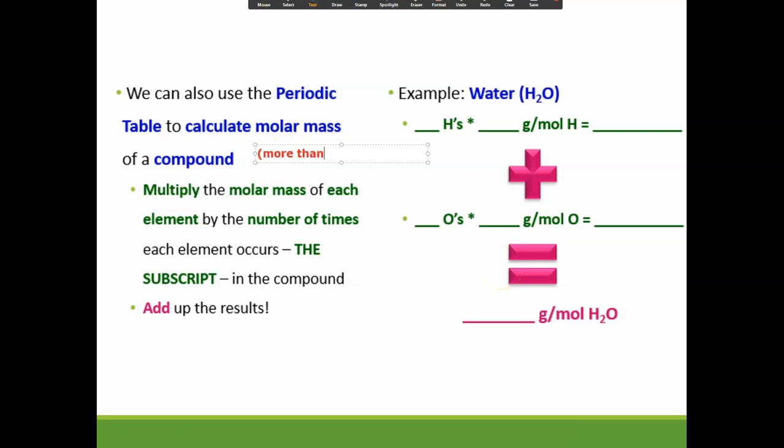In order to do this, all you need to do is take the molar mass of each of the individual elements that make up the compound and multiply it by the number of times that element is in that compound, which we already learned is the subscript, that little number after each element. Then we can add up the results.